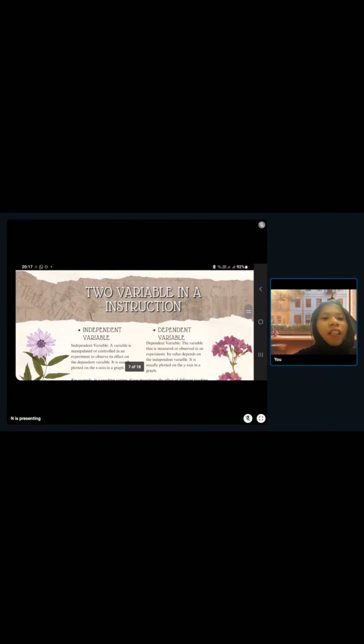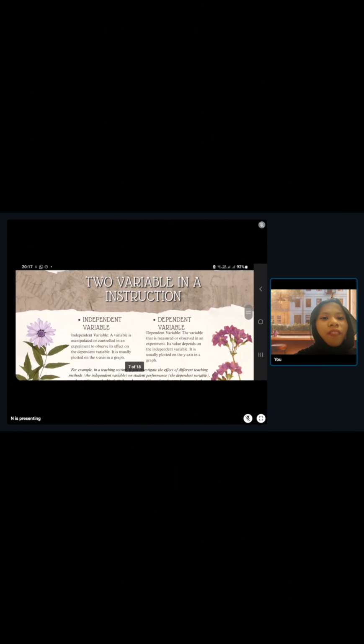Okay, let's go to the two variables. The independent variable is the variable that is manipulated or controlled in an experiment to observe its effect on the dependent variable. It is usually plotted on the x-axis in the graph. The dependent variable is the variable that is measured or observed in an experiment, the outcome that depends on the independent variable. It is usually plotted on the y-axis in the graph.